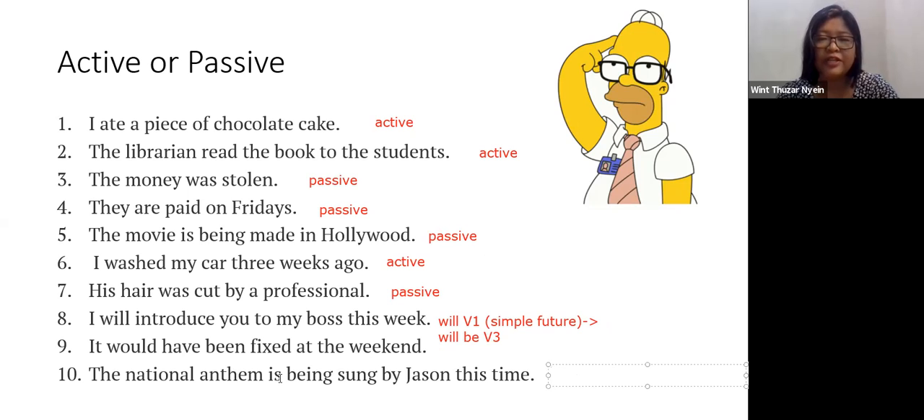What is the active form of is being sung? Is being sung is am, is, are plus being plus verb 3. Look back at the pattern. The active form will be is singing. Passive is correct. Okay. Let's do one more.